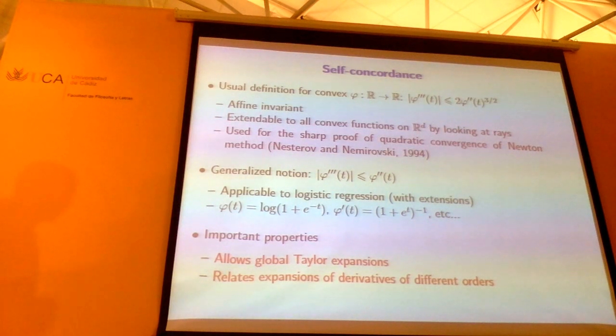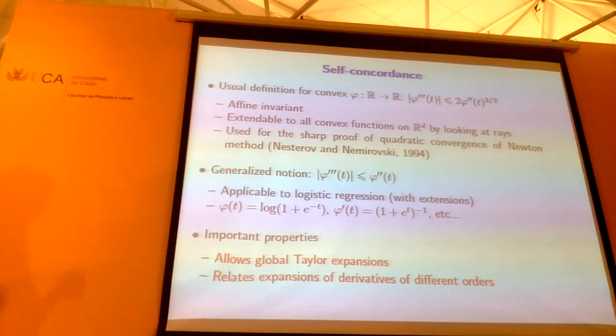And if you want to show the proof of quadratic convergence of Newton, it's very simple if you assume this. If you don't, it takes you a lot of pages, and you get very weird results. If you want to know more, there's a nice chapter in the book by Boyd and Vandenberghe, which is very interesting. The problem is that in our setup, few functions in machine learning are self-concordant.